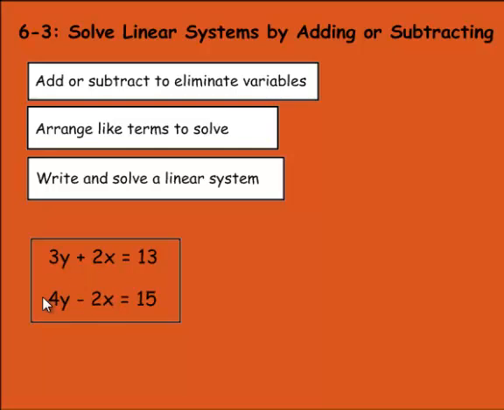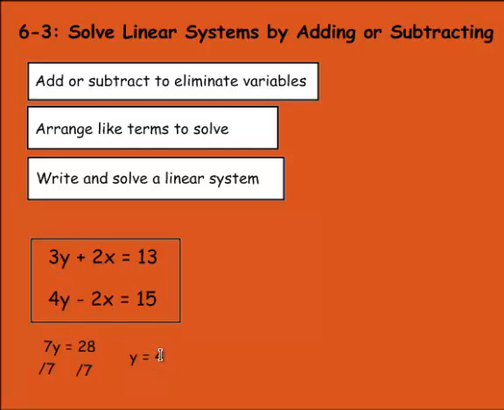So let's do that. If I add everything together, 3y plus 4y would be 7y. Then I would have 0x, or just nothing, right? Then the equal sign, and then 13 plus 15 is 28. Now I have 7y equals 28. I can divide both sides by 7. Therefore, y equals 4. Now that I know y, we can just plug in the 4 for y and then solve for x.